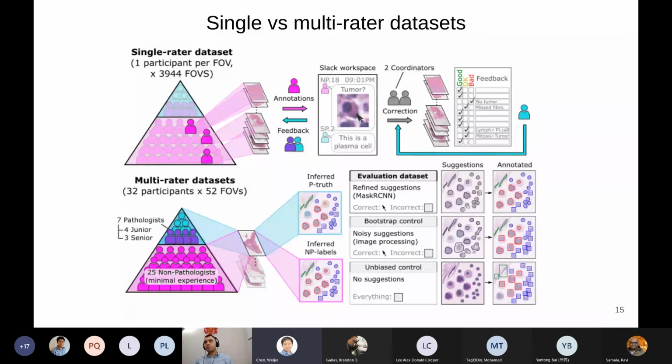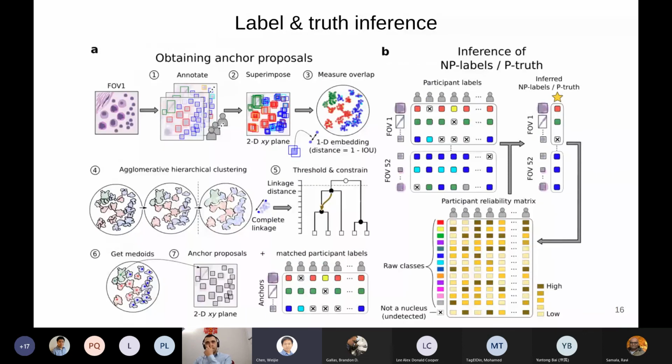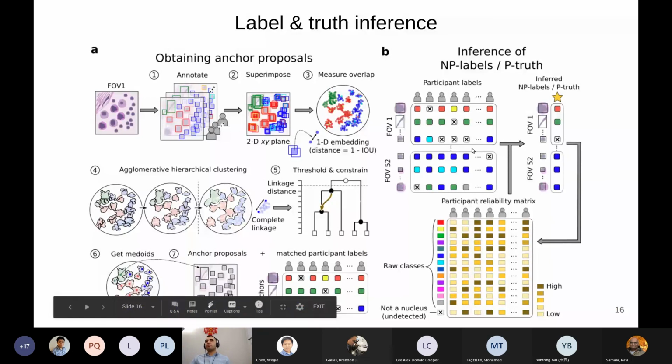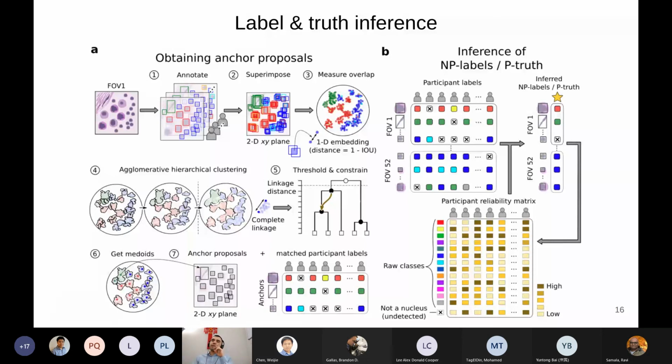May I ask, to infer the p-truth or NP labels, what sort of algorithm? I remember you mentioned in the paper the EM algorithm to infer the truth from multiple readers. Is that right? Yes, that's correct. That's actually this slide. Before we do the EM, we first have to map people to the same frame of reference, because they're placing these in different physical locations. They're detection data, so we have to do some sort of clustering, and we do an agglomerative hierarchical clustering of the data.